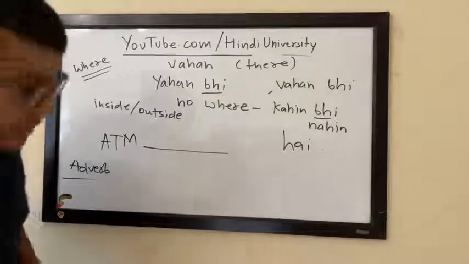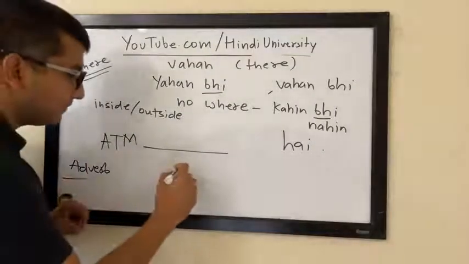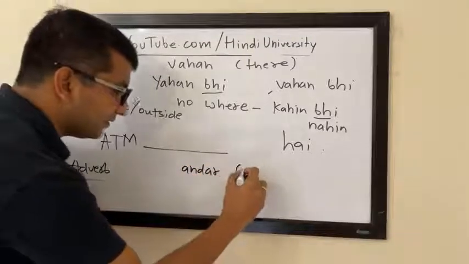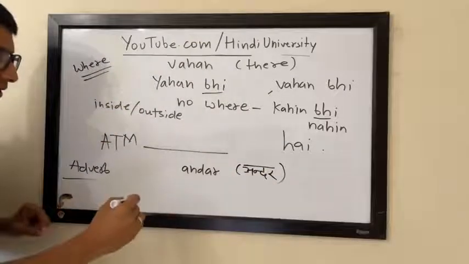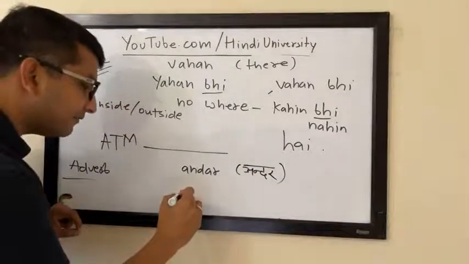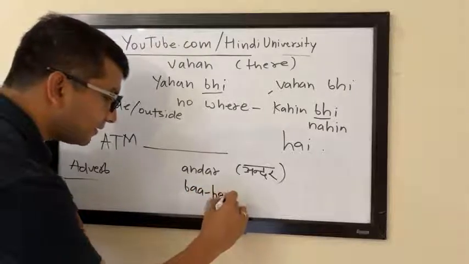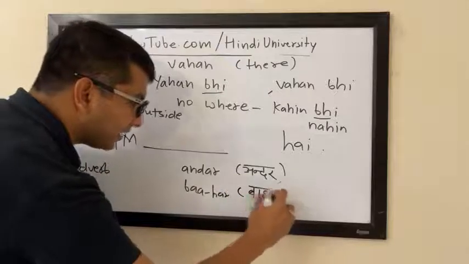Let's say, Sharmila ji, how will you say that? Inside and outside. अंदर है. ATM मॉल के अंदर है. Okay, ATM मॉल के अंदर है. Awesome. और शहर के बाहर है. Very good. बाहर है. Okay, ATM शहर के बाहर है.